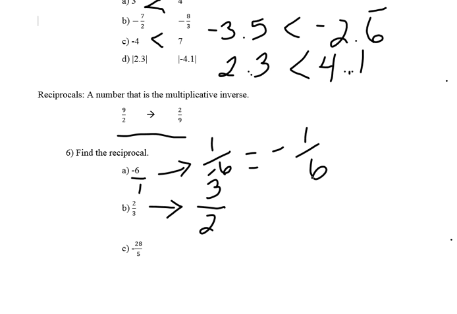Now in the C we have negative 28 over 5. So we want to go ahead and flip that. The 28, since it was on the top, would now go on the bottom. The 5, which was on the bottom, now goes to the top. And just like on A, it doesn't really matter. The big thing is that it just is one negative sign, not two.